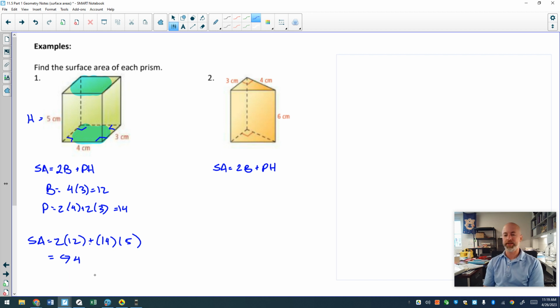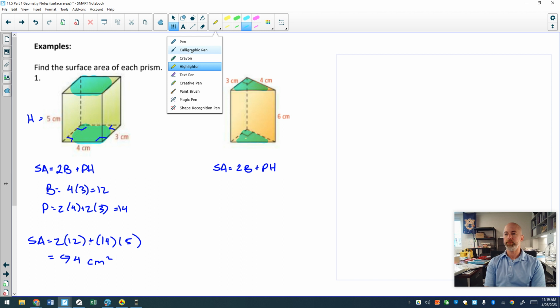And if units are provided, always include units in your answer. So it'll be centimeters squared. Onward we go to number 2. We have a triangular prism. And for this one, we do not have any options for the bases. We must use the two triangles because those are the congruent polygons that are parallel to each other. So there are the bases.